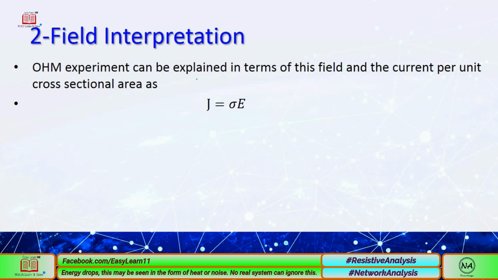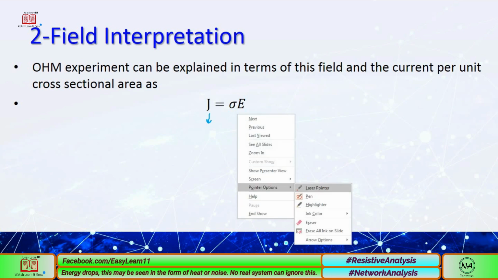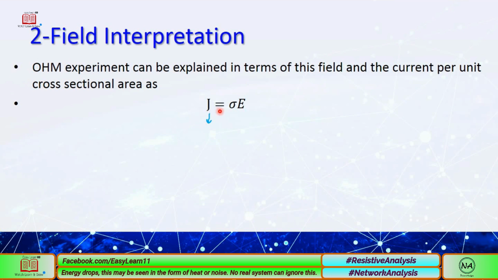Ohm's experiment can be explained in terms of this field and the current per unit cross-sectional area. So we are going to modify Ohm's formula according to our networking. That is basically the same thing, but according to our requirement, we changed it. This formula, J equals sigma E, actually tells us about current density as charge density. So this is the current density: J equals sigma E.